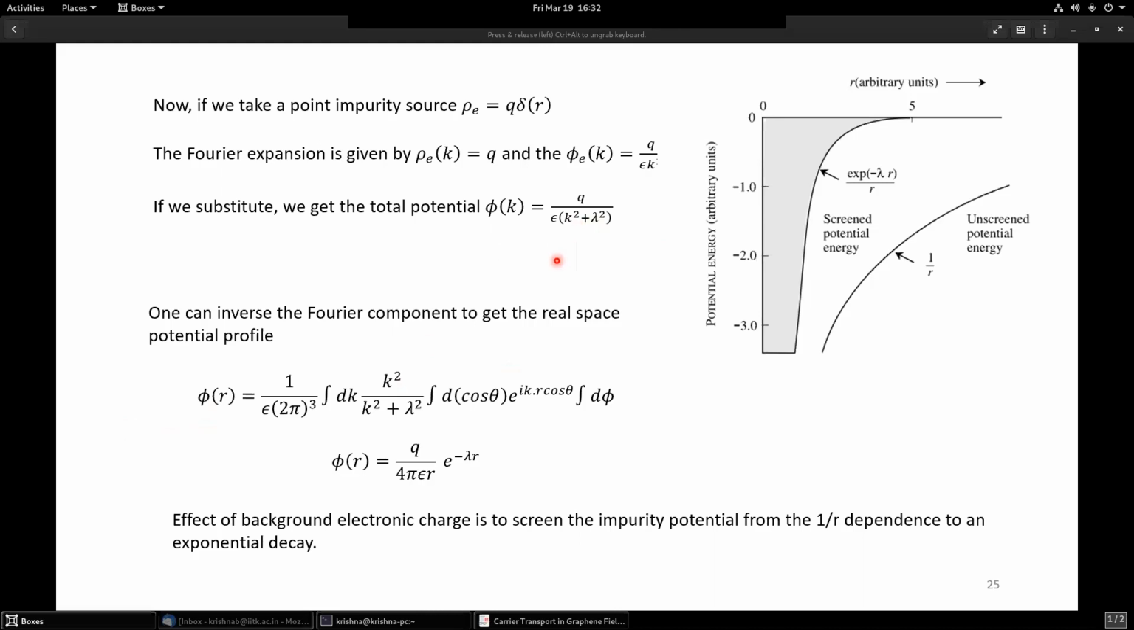The inversion should happen in three-dimensional k space, which when you invert in spherical coordinates, you will actually get q by 4 pi epsilon r into e power minus lambda r. What it means is, if you have a bare potential which decays as 1 by r, when you have a screened potential, what do we mean by screened potential? If you have a floating or free electronic charge density, it will start to screen the impurity that you have added. And this floating charge density makes the potential die exponentially faster. So instead of dying in the 1 by r fashion, the potential energy will now die as e power minus lambda r by r. So it will die much quicker than the case in which you have an unscreened potential, right? So the effect of background charge is to screen the impurity potential from the 1 by r dependence to an exponential decay, in addition to 1 by r, of course.